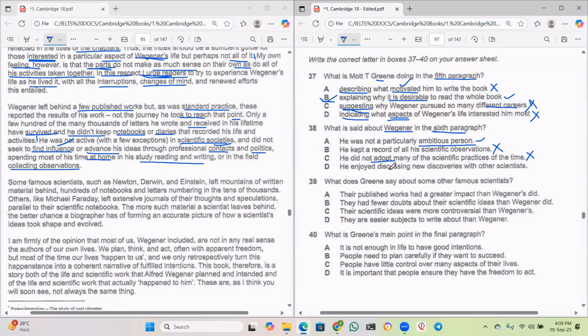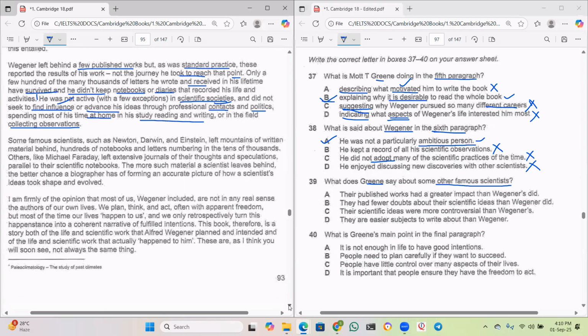Next, he enjoyed discussing new discoveries with other scientists. No, nothing is said that he enjoyed discussing or presenting new discoveries with other scientists. Nothing is mentioned in the paragraph. This is very easy, so A is your direct answer. Yes, he was not an ambitious person. Next, what does Wagner say about some other famous scientists? There are some other questions as well.